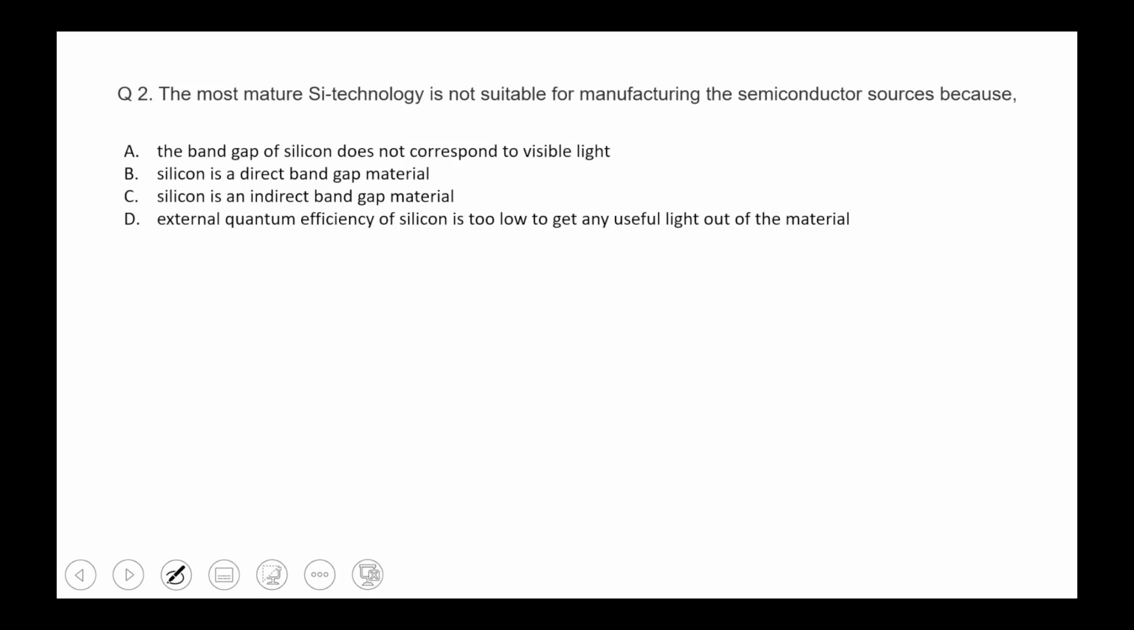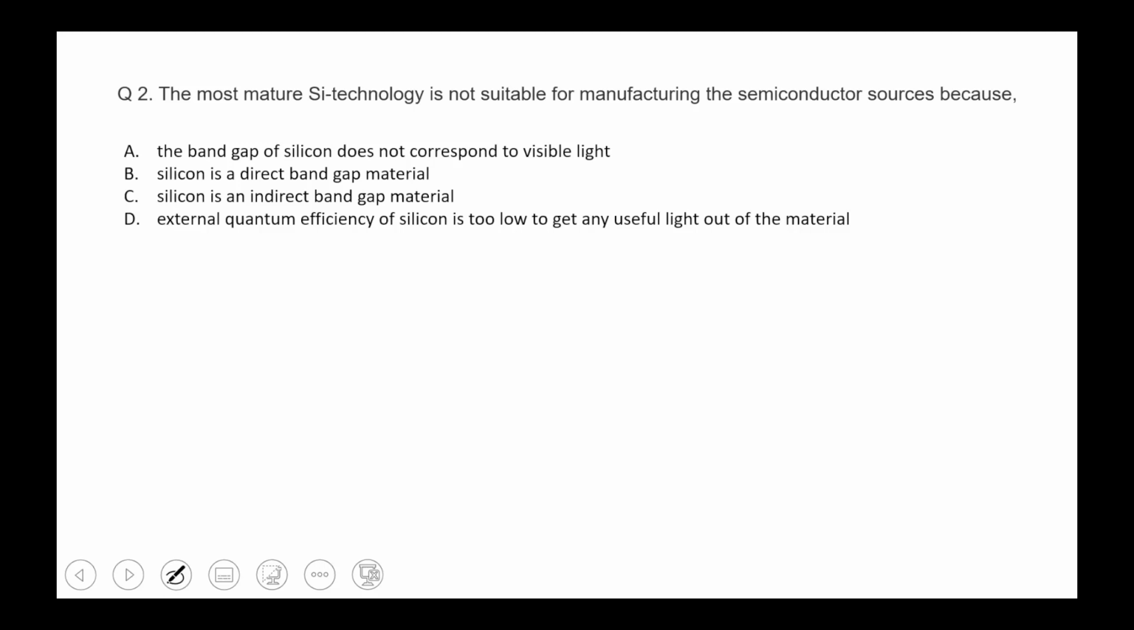Can you give me some examples of direct band gap semiconductor material? Gallium arsenide, sir. Indium gallium arsenide phosphide also. Okay. So what is the band gap of gallium arsenide? The band gap value of gallium arsenide is 1.47 electron volt.